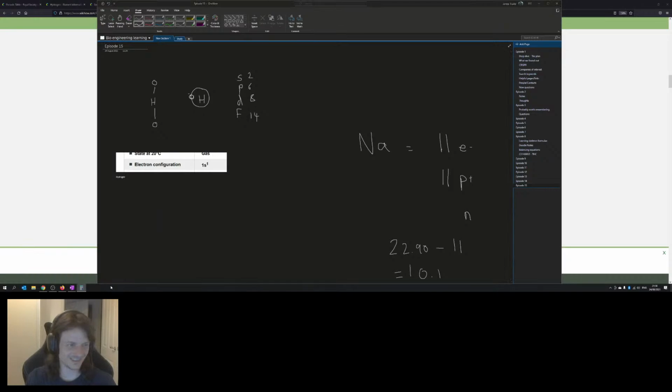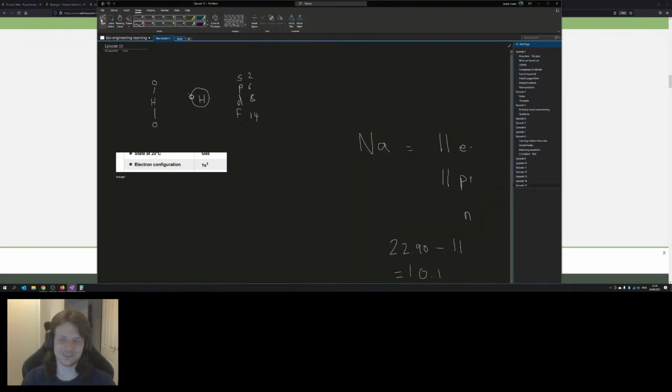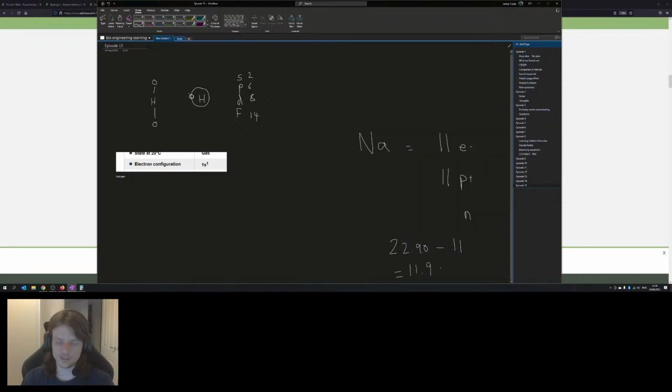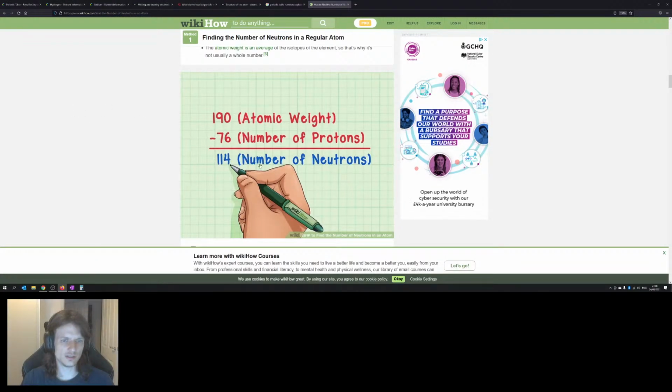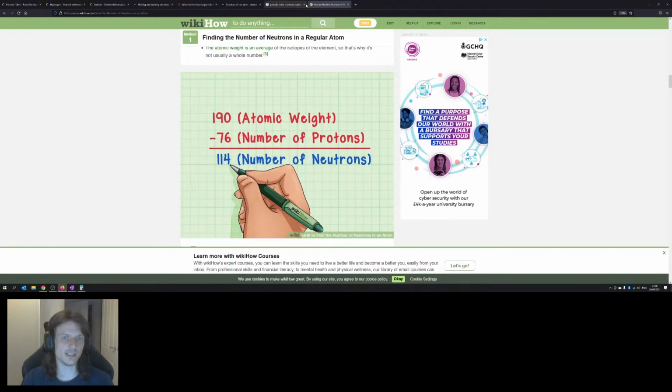Wait, sorry. 22.9 take away 11. Yeah, okay. I was like, that can't be right. 22.9 take away 11 is 11.9. So that means that is the number of neutrons, 11.9. Now I suppose you can't have 0.9 of a neutron, so I guess it's going to be 12. Let's find out.